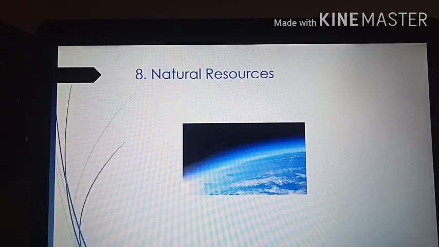In last of this chapter, we will learn about ozone layer, which is a protective layer of ozone around the earth, and what is its importance.